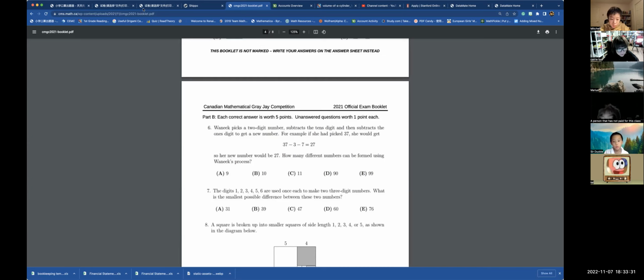Okay, so Wanni picks a 2-digit number. Subtract the 10s digit and then subtract the 1s digit to get a new number. For example, if she picked 37, then she gets 37 minus 3 minus 7 equals 27. So her new number will be 27.